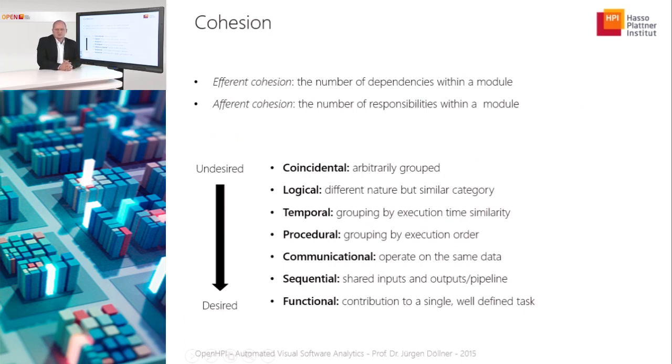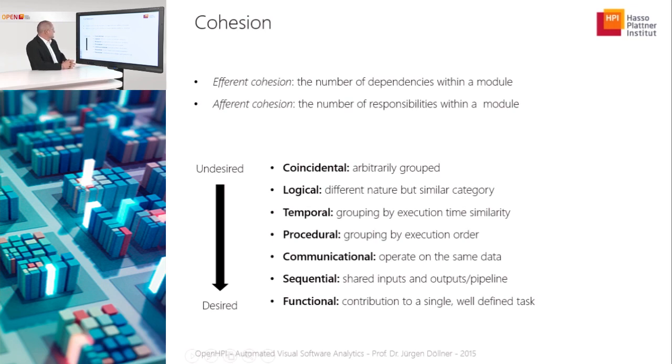Now, what about cohesion? We have seen coupling refers to the intermodule dependencies, the dependencies between classes, for example. Cohesion has a different perspective. It looks inside one module and asks, what about the internal relationships inside a module? We also distinguish between cohesion by the number of dependencies within a module, and cohesion by the number of responsibilities within a module. There are also, once again, certain design rules, or at least design patterns.